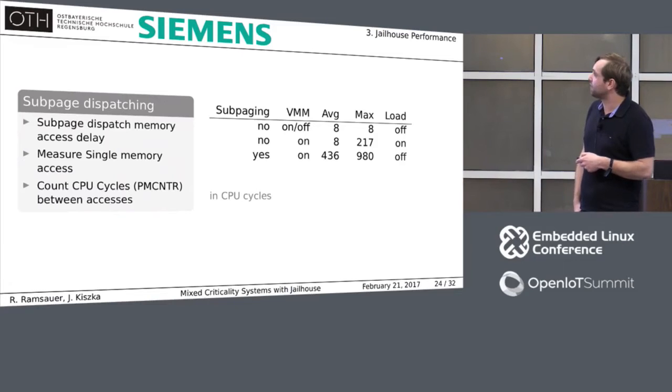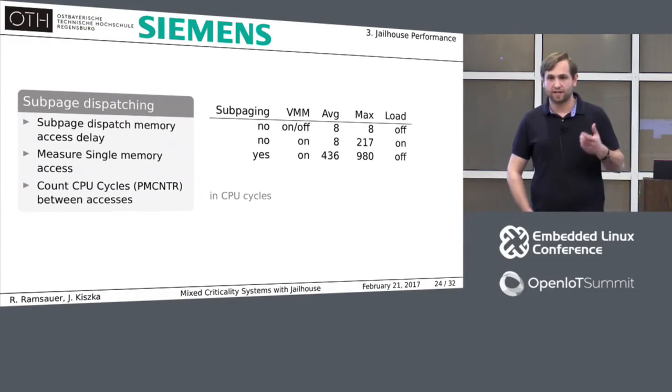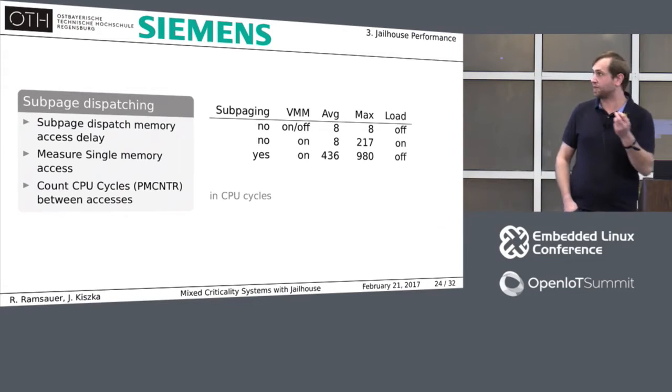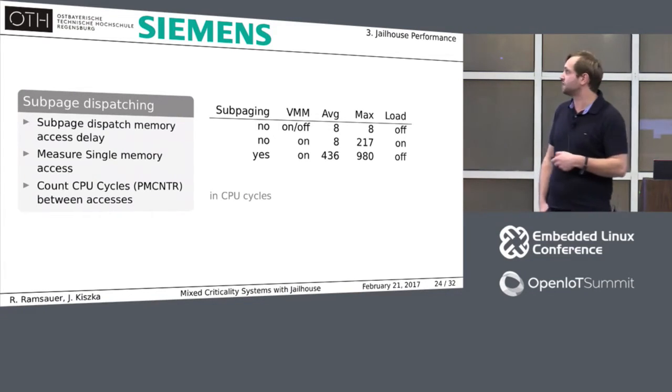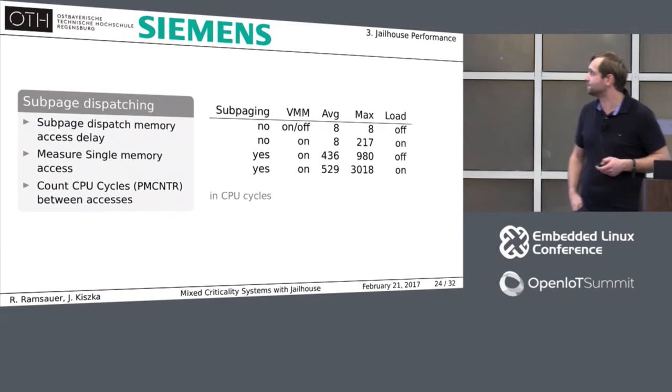And now if we put the rest under load, so the system bus is shared, then we have about 217 cycles for memory access. So now it gets interesting when we enable subpaging. Then we get a performance drop to about 136 cycles for getting the response of the hypervisor, and a maximum of about 1,000 cycles. So if we again put load on the rest of the CPUs, then we get a performance drop to about 3,000 cycles, which is still okay in our case.